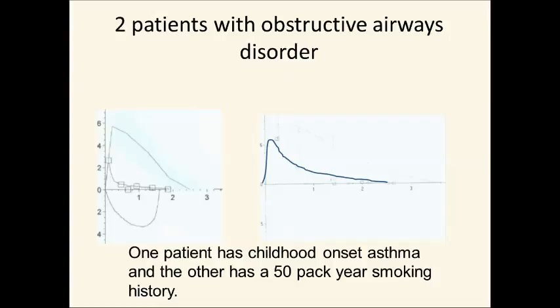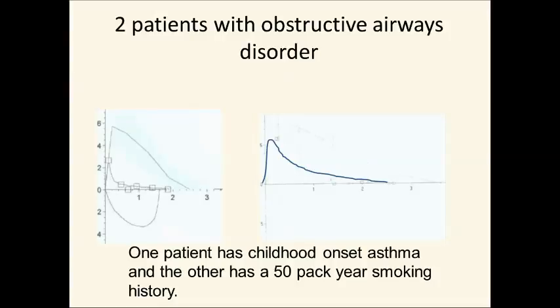So what I want to ask you as a clinical challenge: these are two patients. One is a smoker with about a 50-pack-year history of smoking. The other patient has a history of asthma since childhood. Which patient do you think is the asthmatic and which is the smoker with COPD by our conventional criteria? Smoker is one, yes, very good.